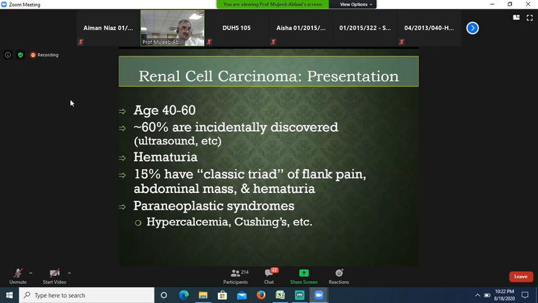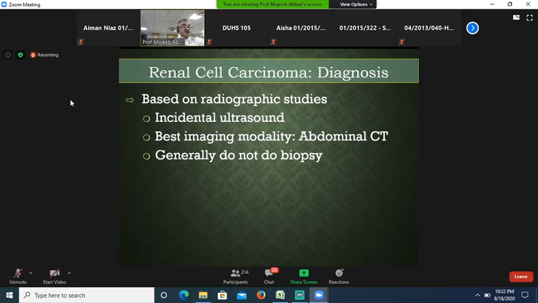That he went for ultrasound for something else. He thought nothing would be there, and they picked up this one. So 60% are incidental findings. It can present as hematuria. 15% have the classic triad of flank pain, abdominal mass, and hematuria. Paraneoplastic syndromes: hypercalcemia, Cushing syndrome, etc. So, renal cell carcinoma diagnosis is based on radiologic studies: incidental ultrasound, other imaging modalities, abdominal CT; generally do not biopsy. That's the message.